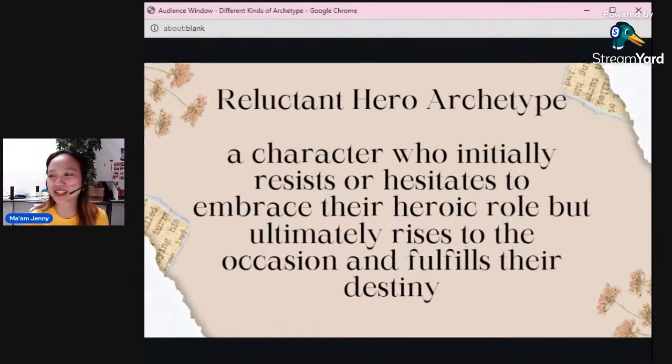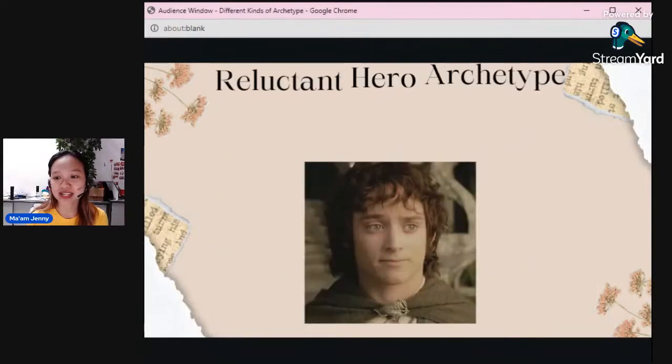Next, we have the reluctant hero archetype. So a character who initially resists or hesitates to embrace the heroic role. So these were mga mahiyain na heroes. Sometimes they decline kung ano talaga yung para sa kanila, what they're destined to be. But ultimately, they rise to the occasion and fulfill their destiny. So these were those who say, ayaw ko, hindi ko gusto, they want to live a simple life, ayaw nila maging hero, but eventually, they become one. So that's what we call the reluctant hero archetype.